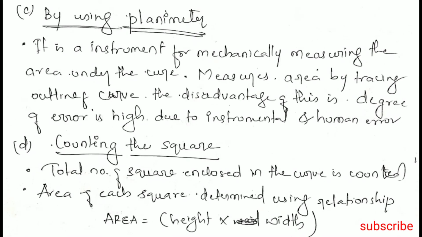Third method is by using a planimeter. It is an instrument for mechanically measuring the area under the curve. It measures area by tracing the outline of the curve. The disadvantage of this is that the degree of error is high due to instrumental and human error. Fourth method is the counting the squares method. The total number of squares enclosed in the curve is counted. Area of each square is determined using the relationship area is equal to height into width.